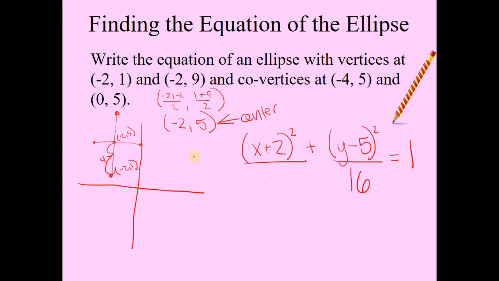Now let's find our co-vertices, our b value. Well, distance from center to co-vertices was b, so that would be a distance of 2. That's a distance of 2 right there. So this would be 4 located under my x.